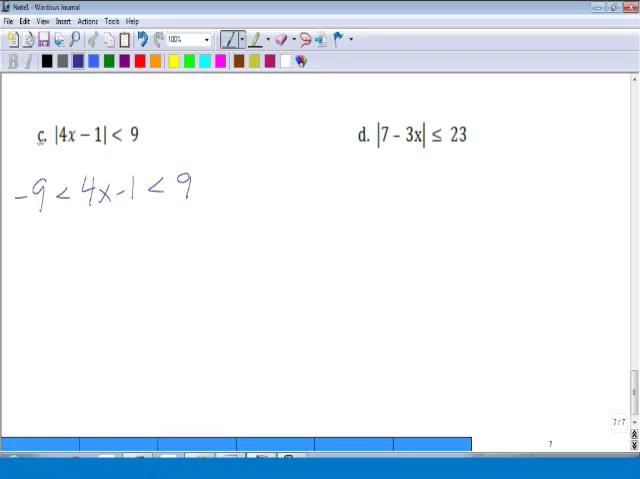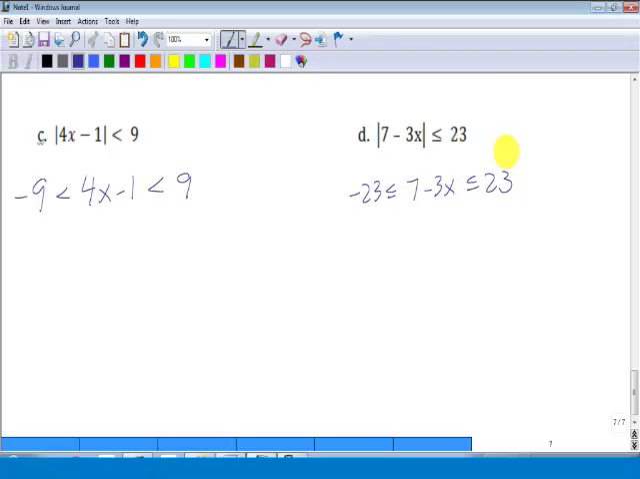than or equal to 23? What numbers have absolute value less than or equal to 23? From negative 23 to positive 23. That's where 7 minus 3x has to end up. So 7 minus 3x has to be between negative 23 and positive 23 if it's going to make this happen. And we have the or equal to bar. We can solve each of these.